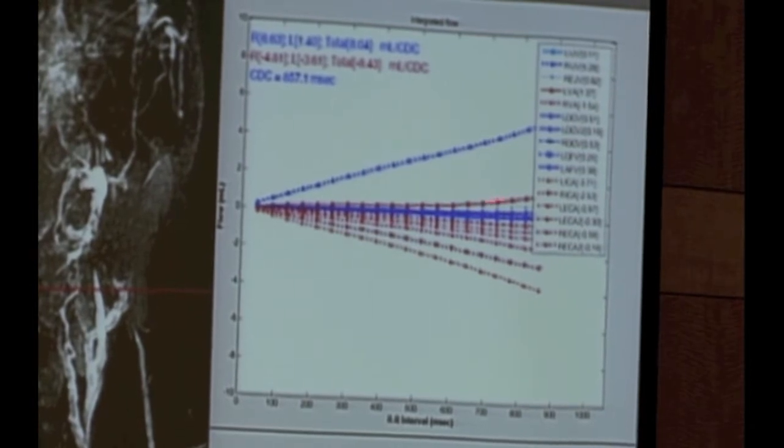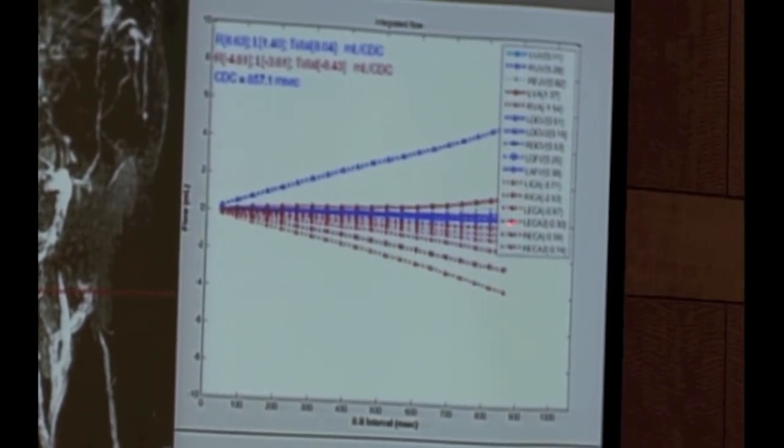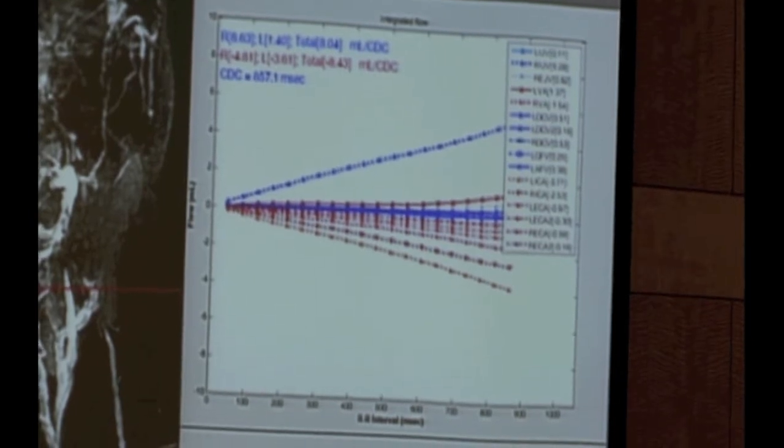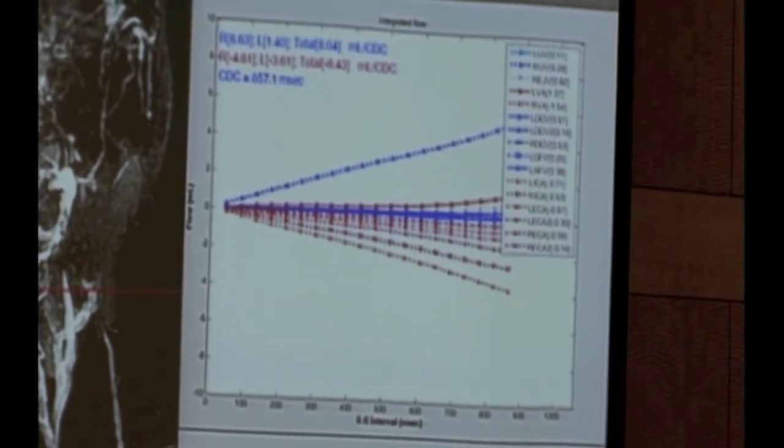And here you can see the red line that's above 0. That actually represents the flow in the wrong direction of the vertebral artery in this particular individual. So again, you can map out all of this information and get a very good understanding of what you have.